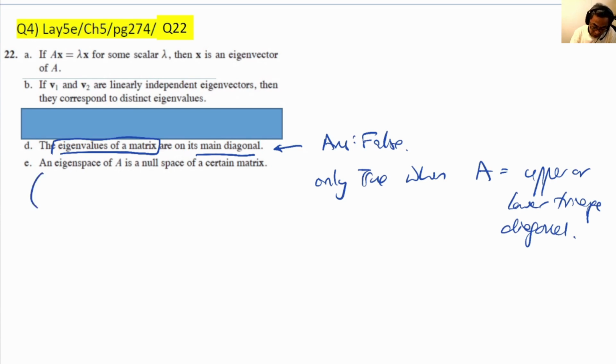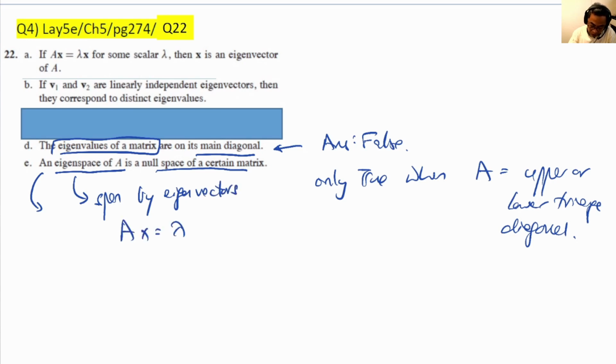And in the last question, the eigenspace of A is a null space of a certain matrix. So the eigenspace of A basically means the space spanned by the eigenvectors. Now, who are the eigenvectors? Remember, Ax equals lambda x, and we have Ax minus lambda I x equals 0, (A minus lambda I) x equals 0.